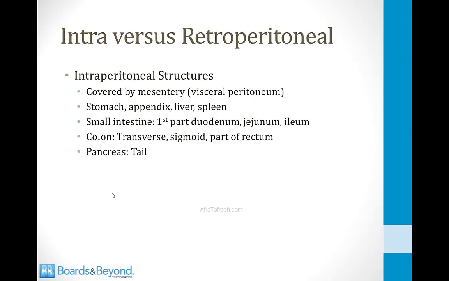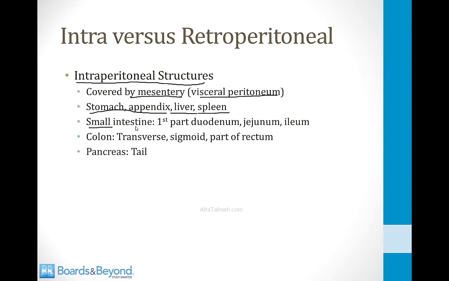Now what I want to do is talk about the difference between intraperitoneal and retroperitoneal structures. Intraperitoneal structures in the abdomen are structures that are completely covered by mesentery. The mesentery is visceral peritoneum, and when it completely wraps an organ or a structure, we call that organ or structure intraperitoneal. And the stomach, the appendix, the liver, and the spleen are intraperitoneal structures.